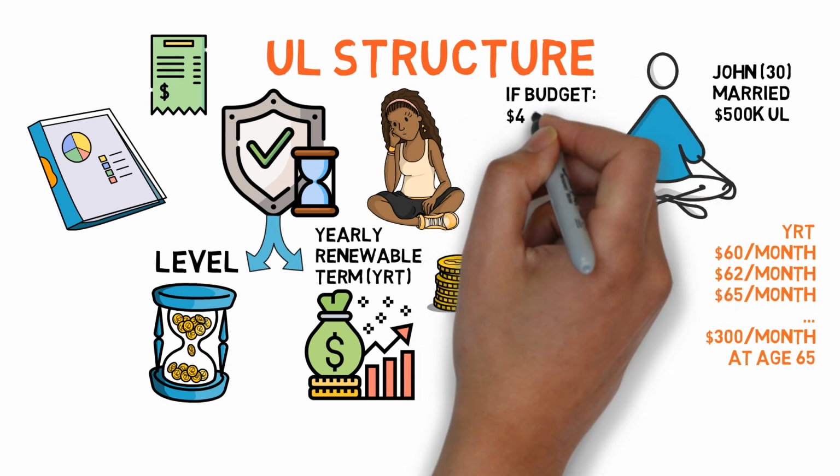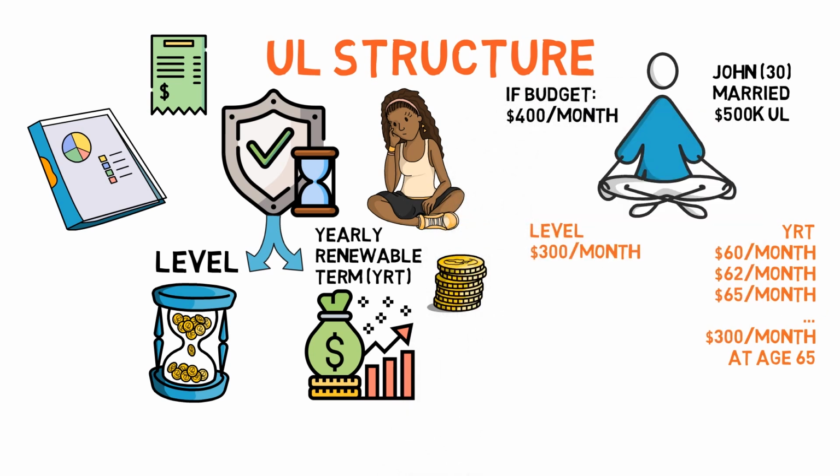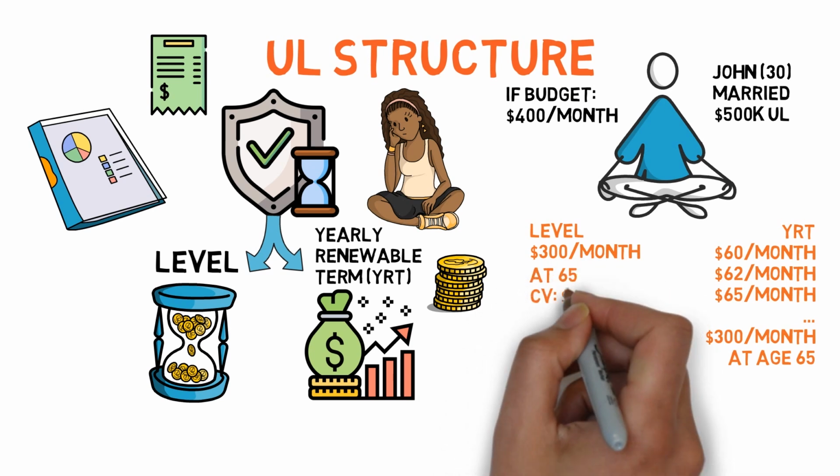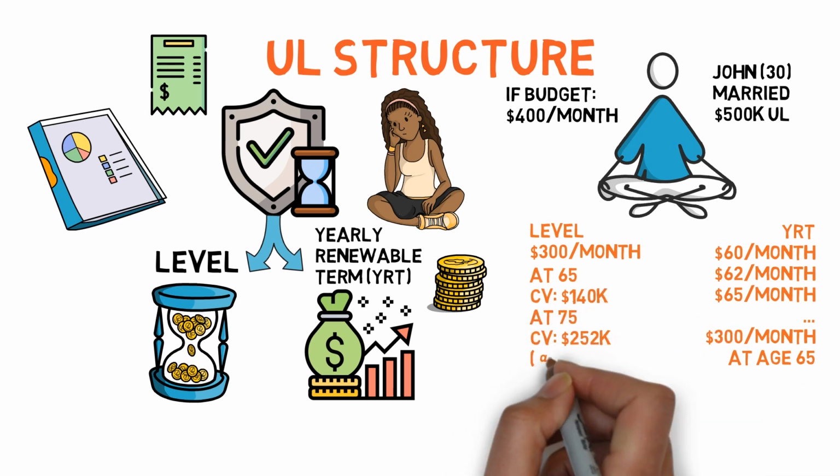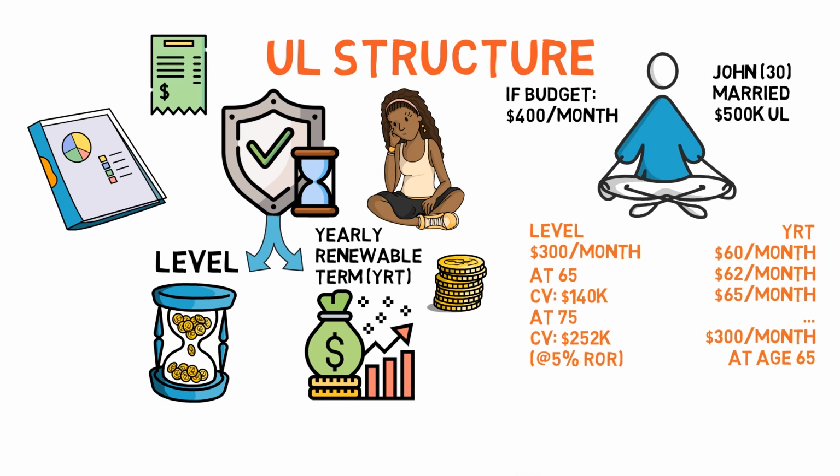Using John's case, if his budget is around $400 per month and he decides to do the level cost of universal life insurance, at age 65 he will have around $140,000 in cash value and $252,000 at the age of 75 based on a 5% return on investments. But if John chooses YRT instead, the cost of insurance is $60 and he can use the remaining $340 for investments. Therefore, he will have around $400,000 at age 65 and $700,000 at the age of 75.